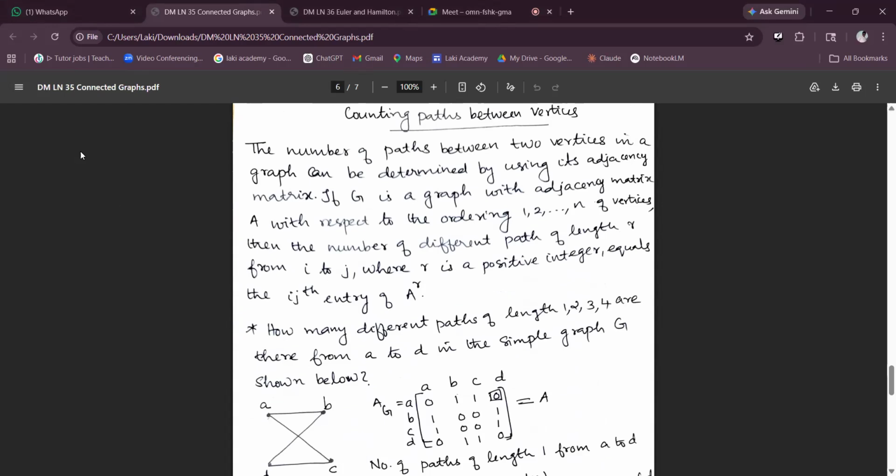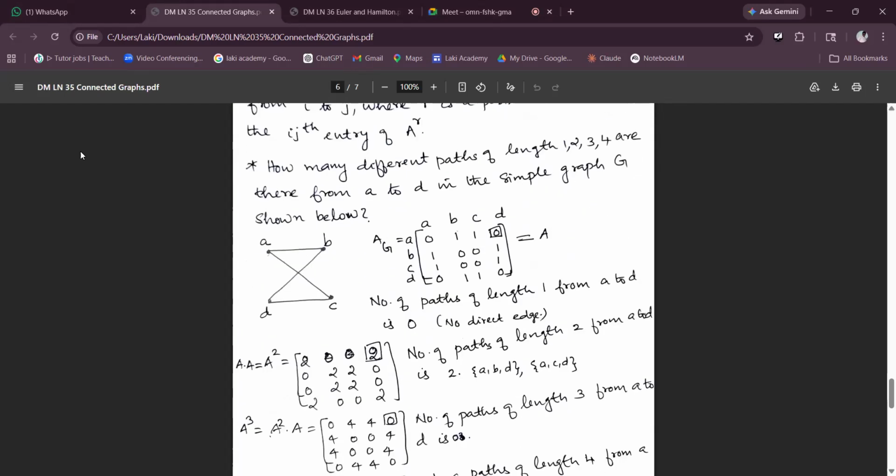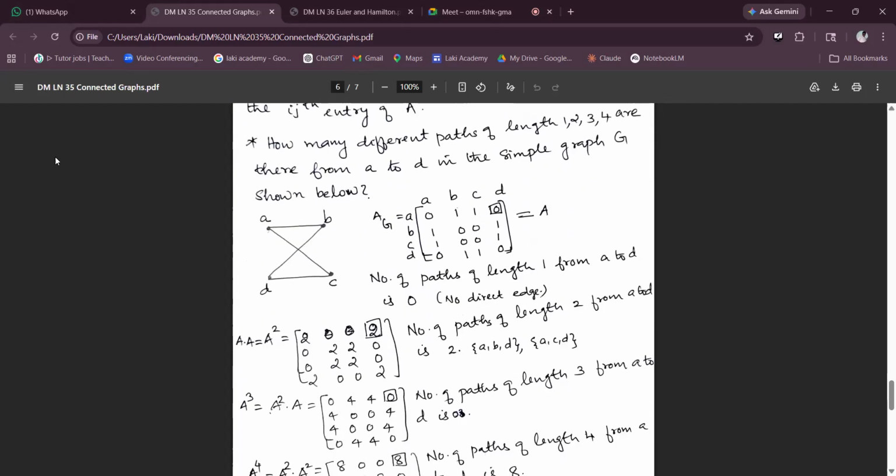Now see counting paths between vertices. If you want to find the graph whose length is 1, you can connect from A to B in one step, right? A to C in one step, and A to D is 0 because you cannot connect directly from A to D.